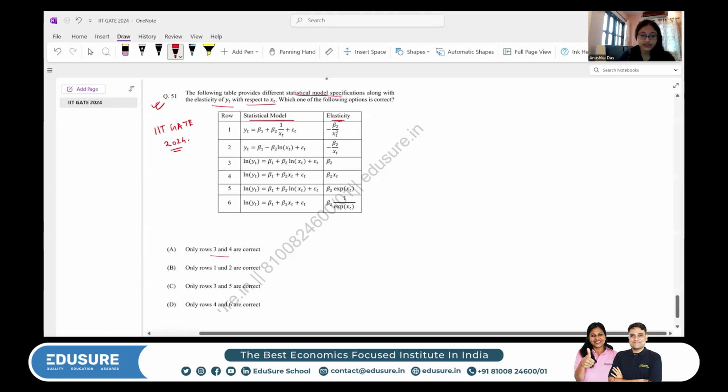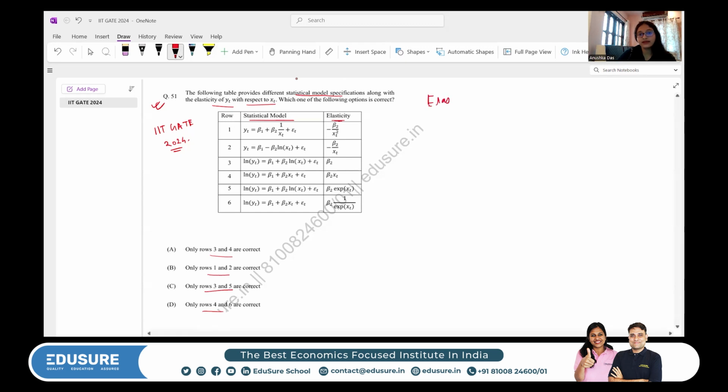Only rows 3 and 4 are correct. Only rows 1 and 2 are correct. Only rows 3 and 5 are correct. Only rows 4 and 6 are correct. So basically you have to check the elasticity for each of these models and find out which elasticities are correct, right? So let's do that.